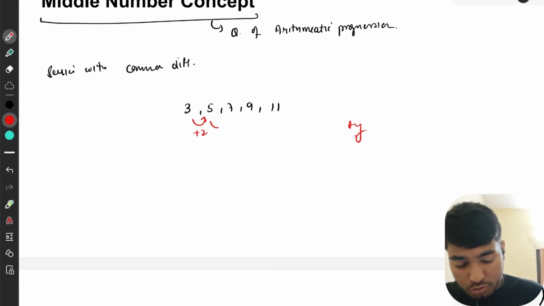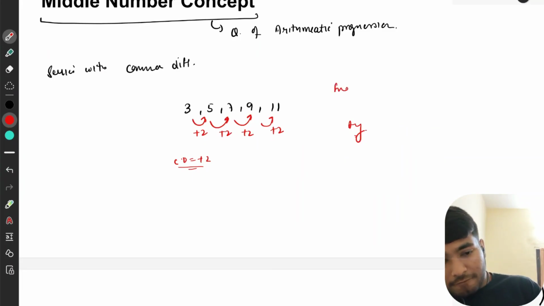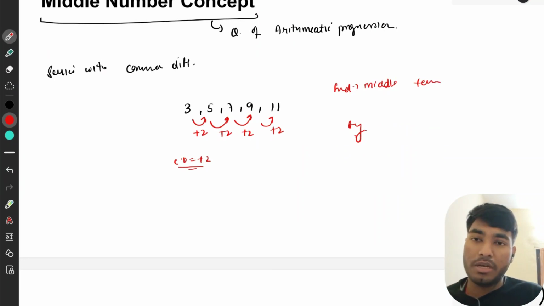3, 5, plus 2 here, plus 2 here, plus 2 here. What does that mean? That here the common difference is plus 2. Basically this is a question of arithmetic progression. Now the question says find the middle term. So you will say, oh, I have to find the middle term.